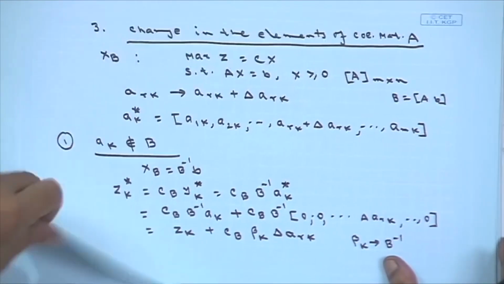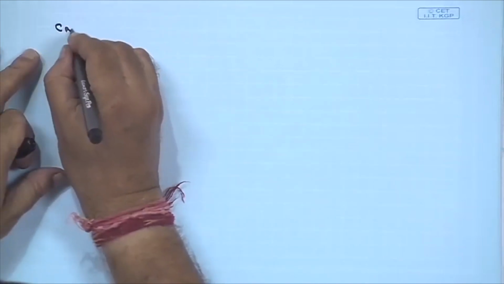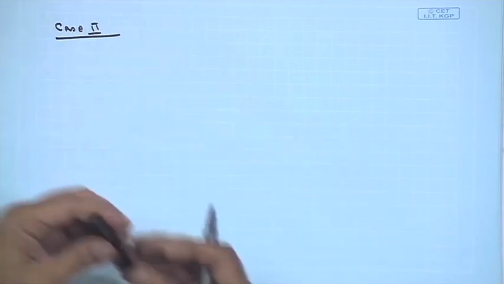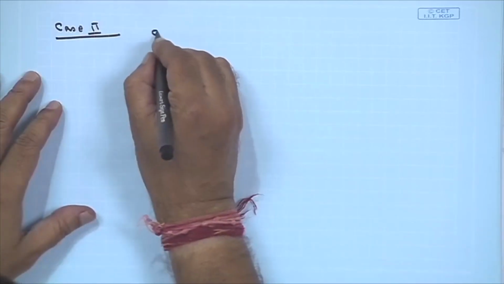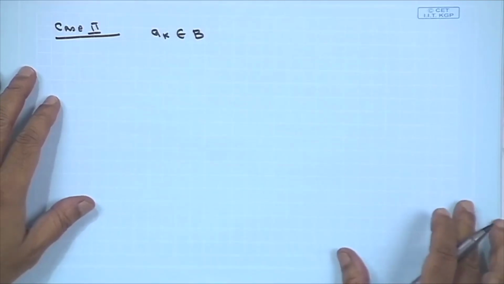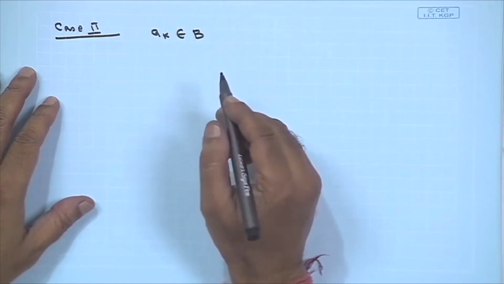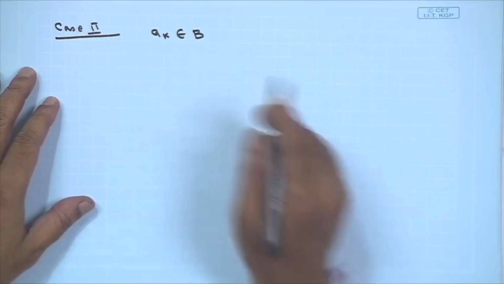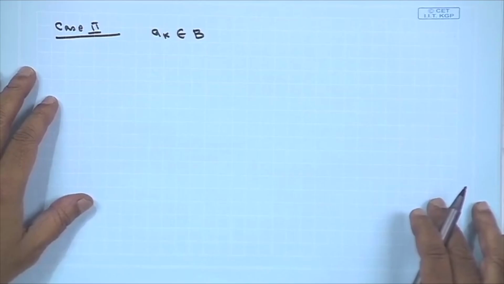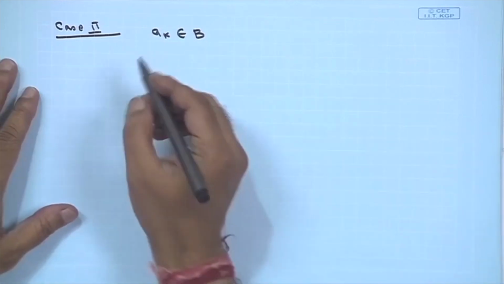Now, let us see the second part, that is whenever A k belongs to B, that is your case 2. Case 2 is when your A k belongs to B. So, in this case, since A k belongs to B and x b equals B inverse b, it may happen, two cases may arise. One case is feasibility remains unchanged, and second case is feasibility will be changing.